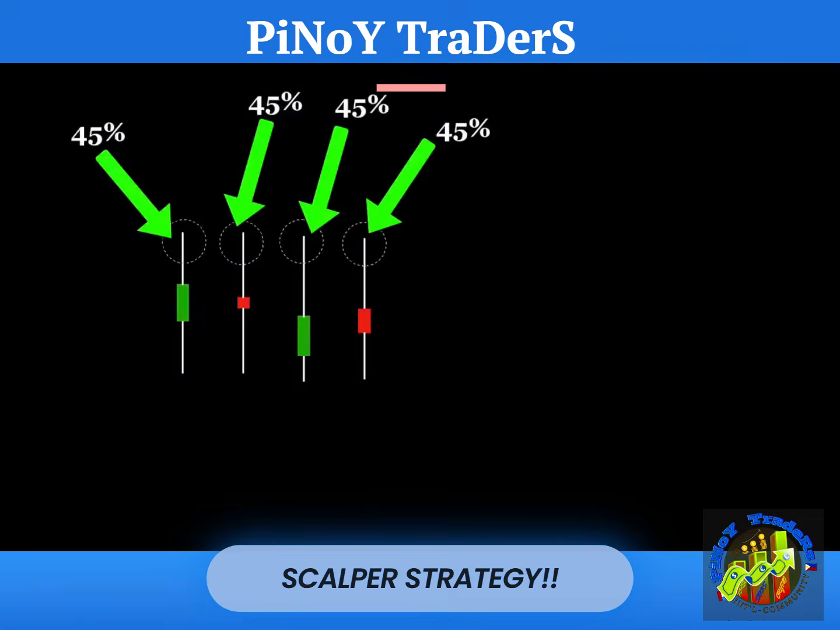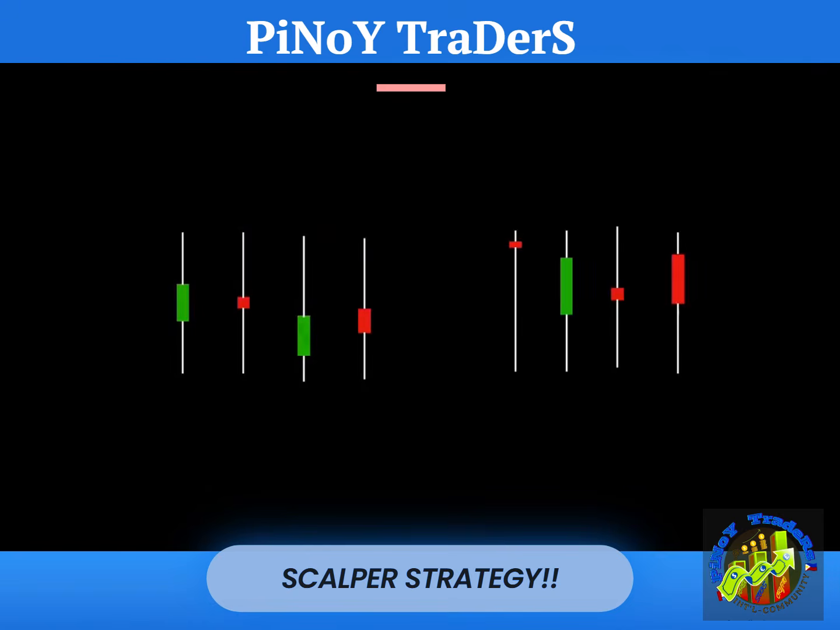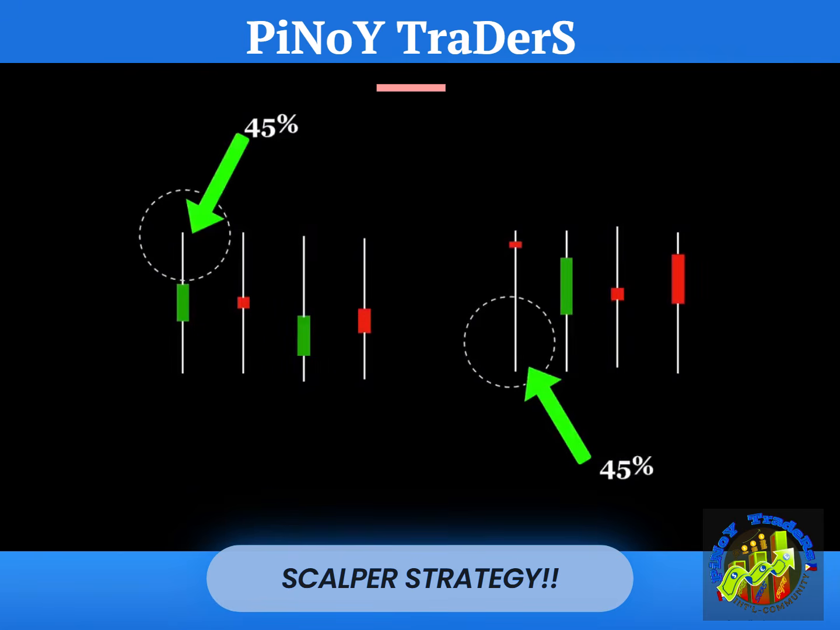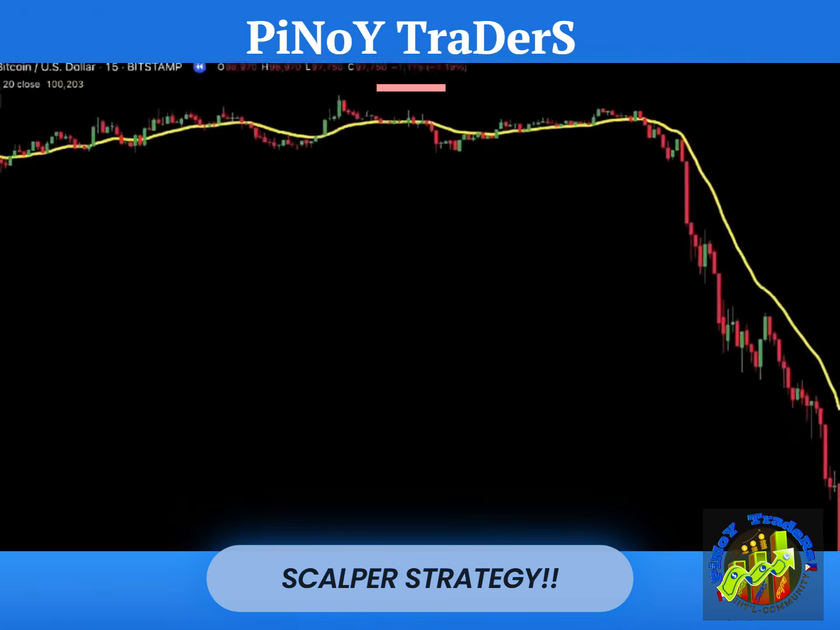Whether it's red or green, the focus is on the wick size. Here's how it works. In a downtrend, look for candles with long lower wicks that are 45% or more of the candle size. In an uptrend, look for candles with long upper wicks that meet the same 45% rule. These candles indicate a potential opportunity for entry, but spotting them manually can be tricky, so we'll use a helpful indicator to make it easier. Let's see it in action.